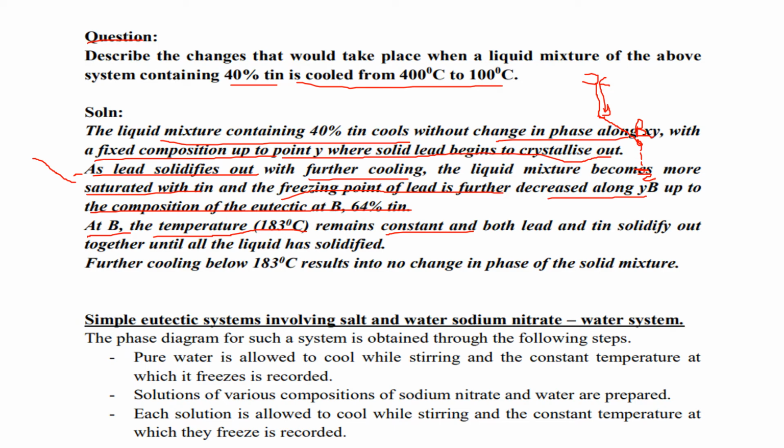So that's why we are saying at B, the temperature 183 degrees Celsius remains constant and both lead and tin solidify out together until all the liquid has solidified. So pay attention to that. So what is point B? Point B is the eutectic point. The eutectic point refers to the point at which, at a constant temperature, all components in the mixture solidify out to form solids, and below that point we shall have solidified components of the liquid mixture.